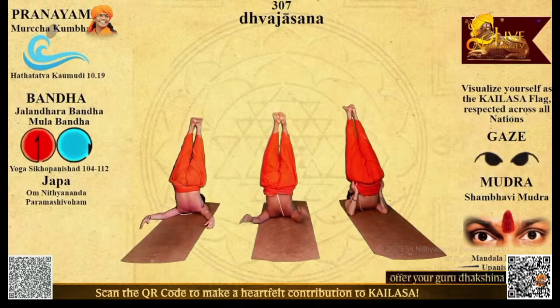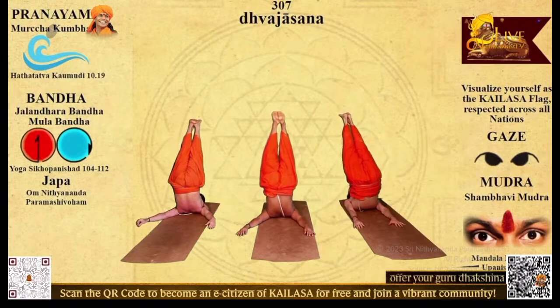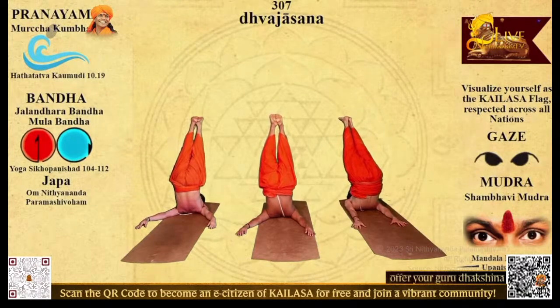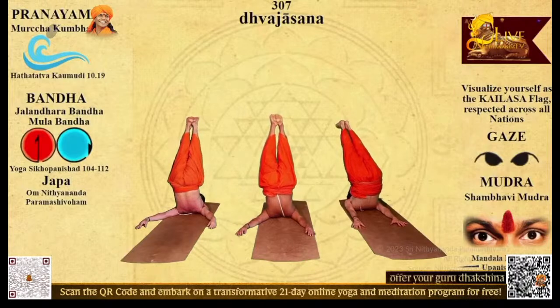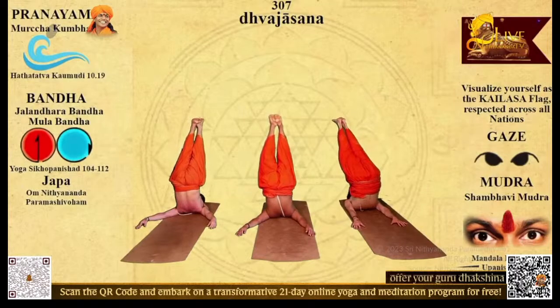Next up is Dvajasana. Now bring your hands back down on the mat. Keep your legs straight like a flagpole as you visualize yourself as the Kailasa flag respected across all nations.